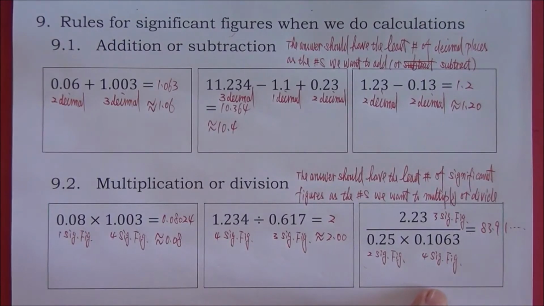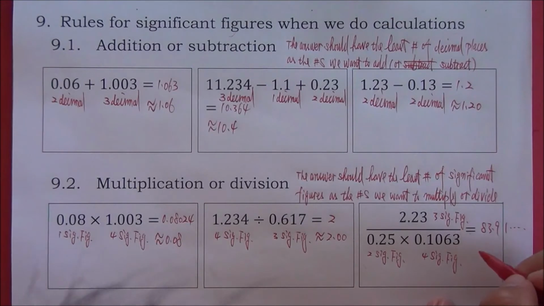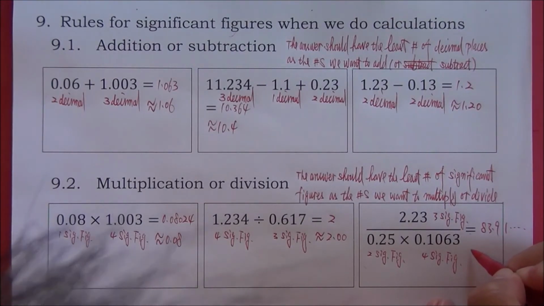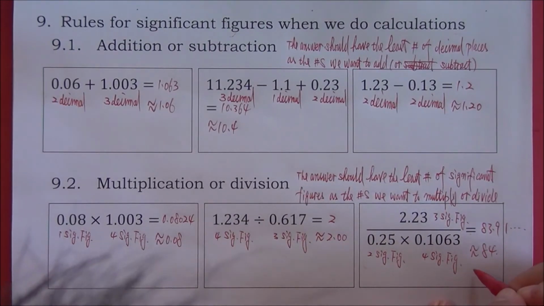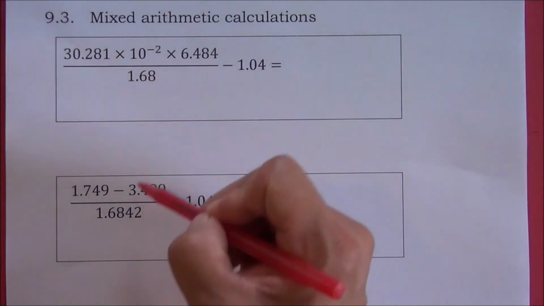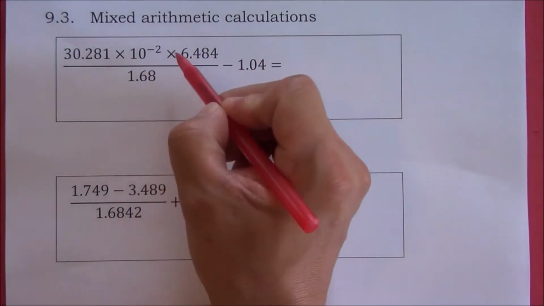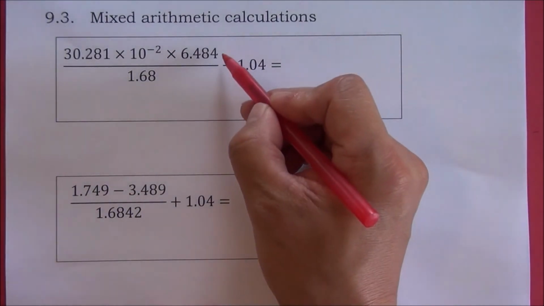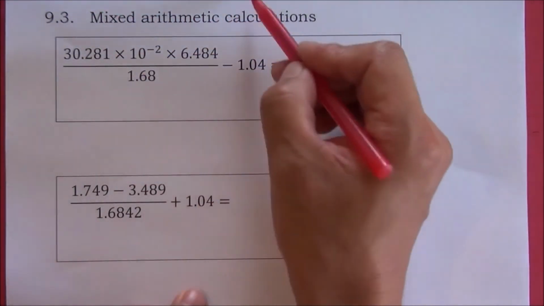But since our final answer should only have 2 significant figures, if we have 1, 2, 3 significant figures for the intermediate result, it should be enough. According to the rule, the final answer should be 84. I recommend you write it down as 8.4 times 10 to the first power. Let's look at two more examples. For these two examples, they include multiplication, division, subtraction, and addition. Let's see how the rules work for mixed arithmetic calculations.